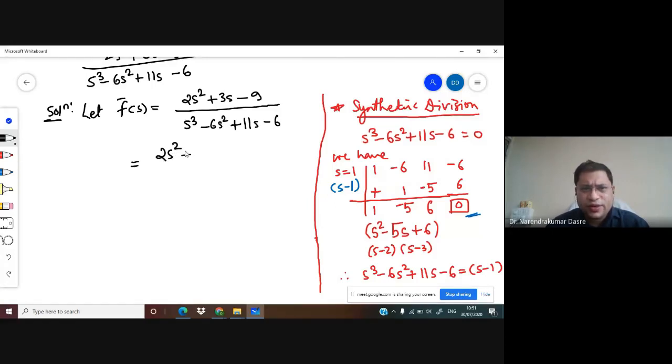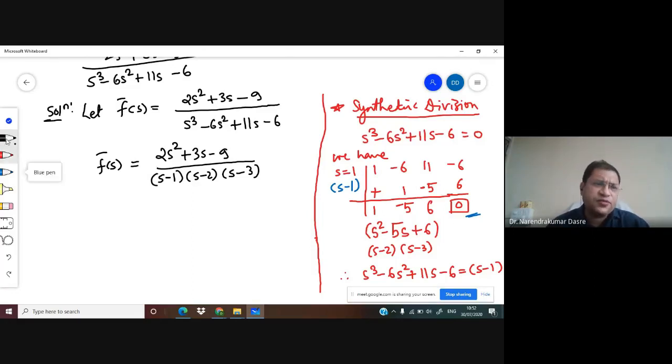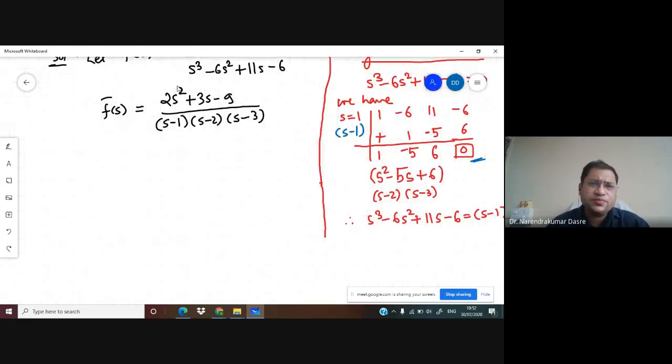So we got here 2s square plus 3s minus 9 upon the factors s minus 1, s minus 2, and s minus 3. And this is your A bar of s. Now you can see that we have three factors in the denominator. We are able to treat only one factor at a time, but we have three factors in the denominator, and hence we have to go for partial fraction. I consider this to be equation 1.